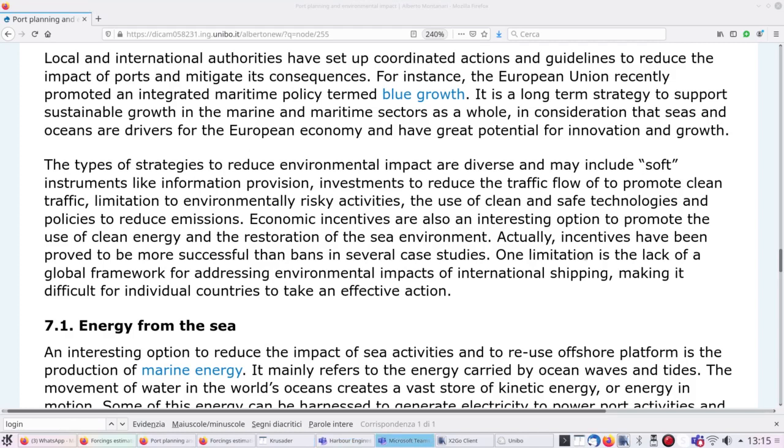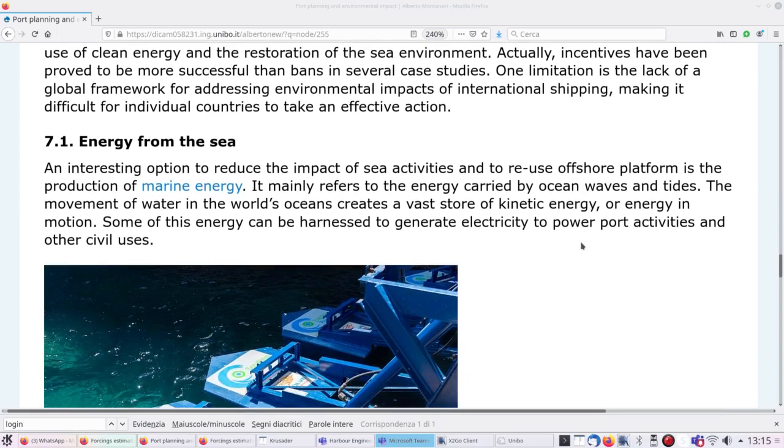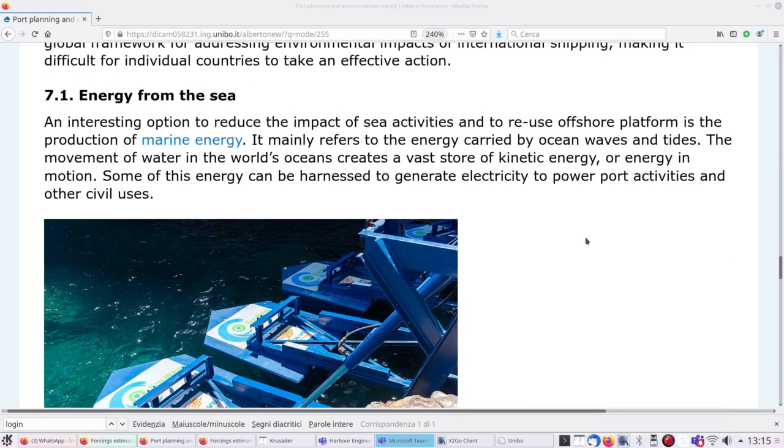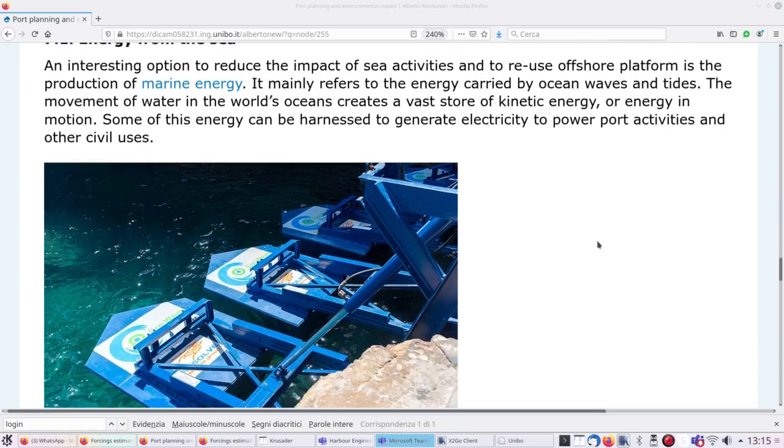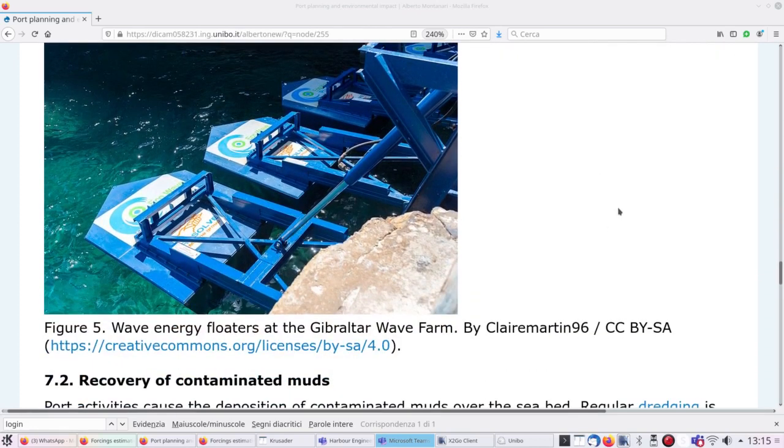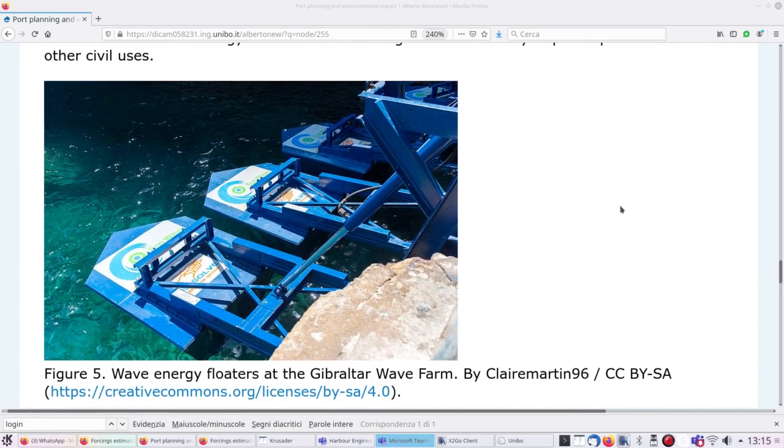So, energy from the sea. I think you did something already with Professor Archetti on energy from the sea. I just wanted to give you an overview of what can be done to produce energy from the sea in ports, because I think you mainly focused on offshore power farms. Power farms can be created also along the coastline, and there are several technologies that can be used. Here you can see wave energy floaters at the Gibraltar wave farm. Basically, these are floaters that go up and down with the waves.